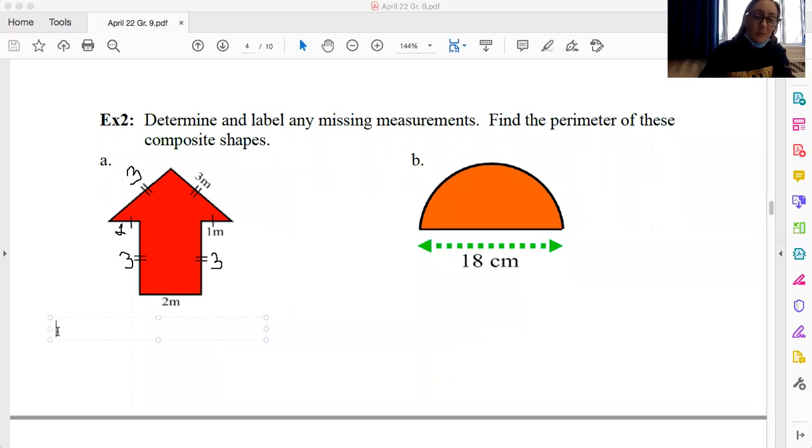Okay, so our perimeter, we're just going to add all of our sides. So we're going to go 3 plus 3, 1, 3, plus 1. Okay, and if you add those all up, that gives us 16 meters.